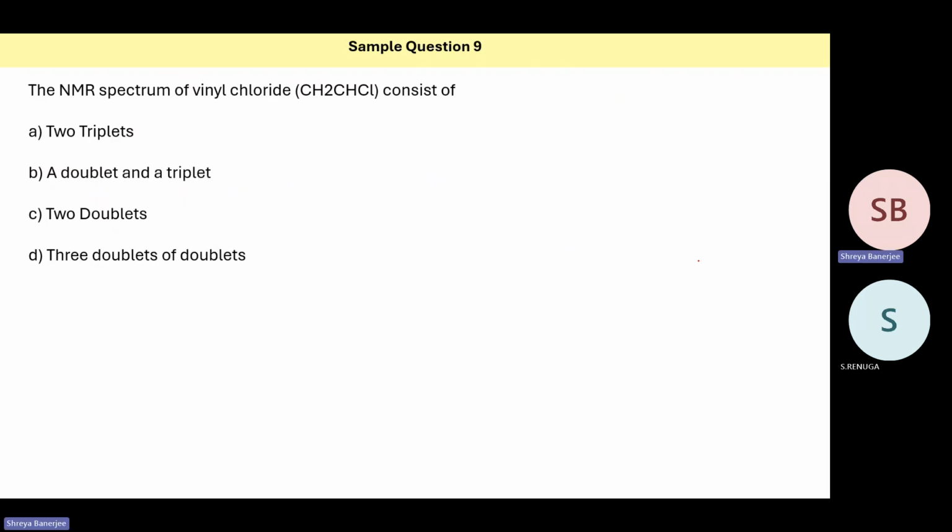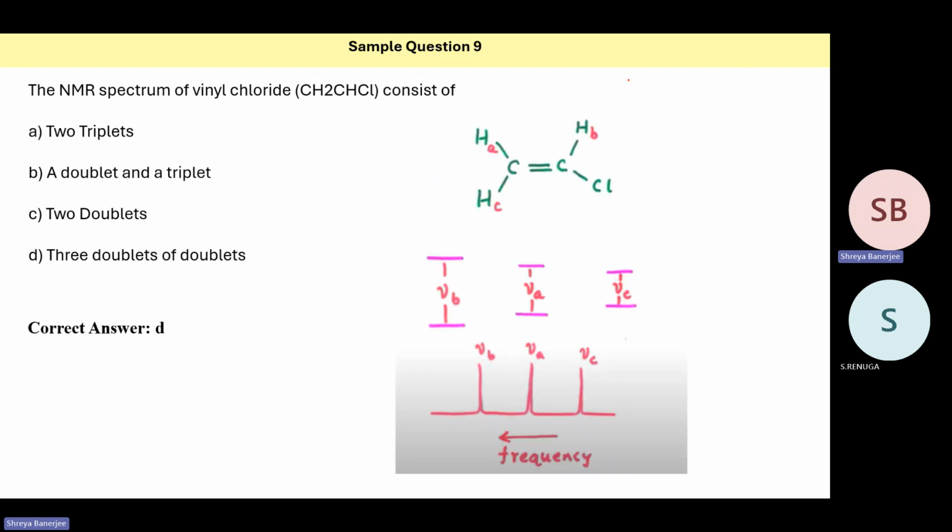This question is asking: the NMR spectrum of vinyl chloride consists of what? This also we saw in the previous class. In vinyl chloride, you have three different kinds of protons. B is closest to chlorine and is most downfield shifted. Then between A and C, C is getting somewhat shielded by the electrons on chlorine. So A is more downfield shifted compared to C. Because C is getting shielded by the delta negative charge on chlorine, C is upfield and A is downfield. So you will get three signals.